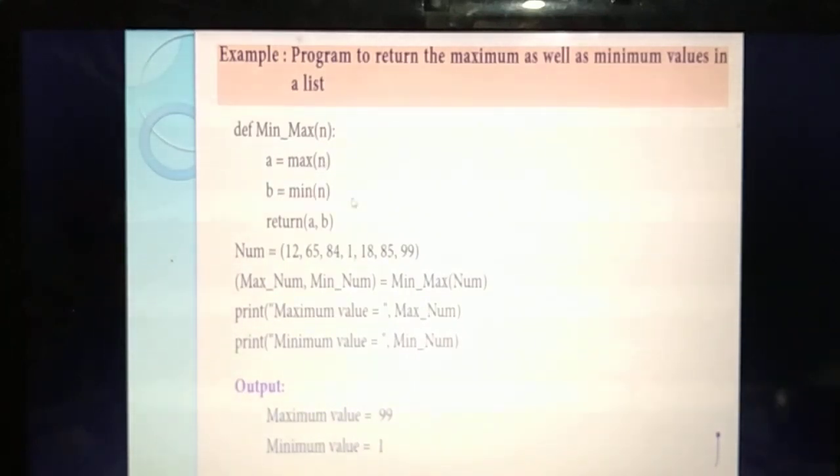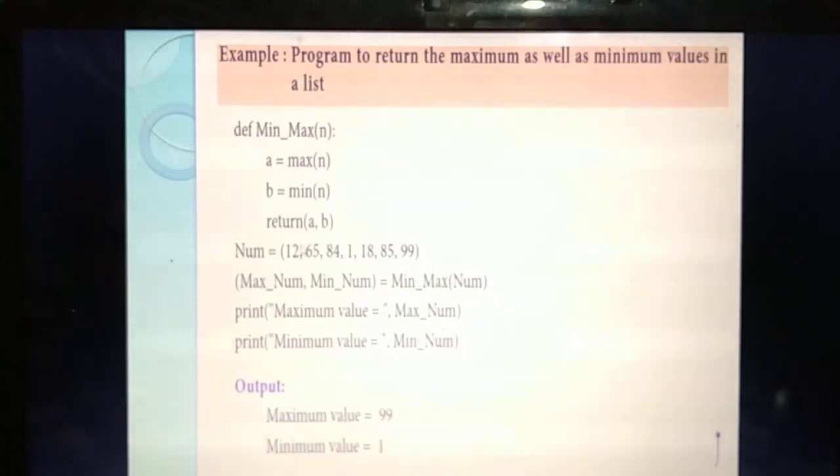So you have studied what's the use of the max function. The max function will return the maximum value in the list, or tuples or anything. The min function will return the minimum number from the list or tuple. Understand? Yes. So next, return a comma b.